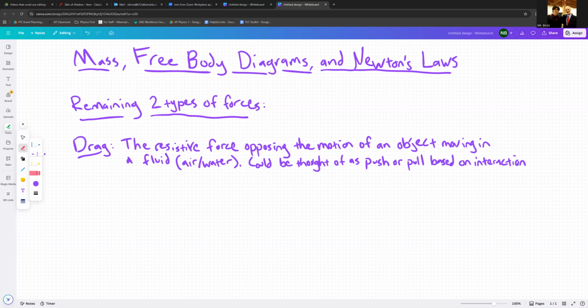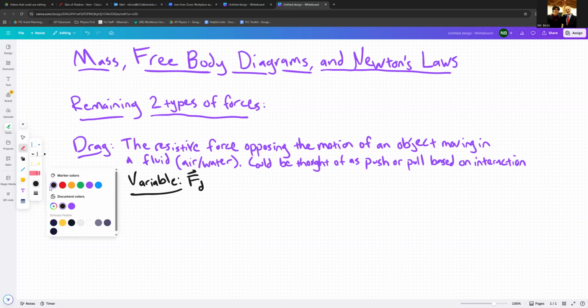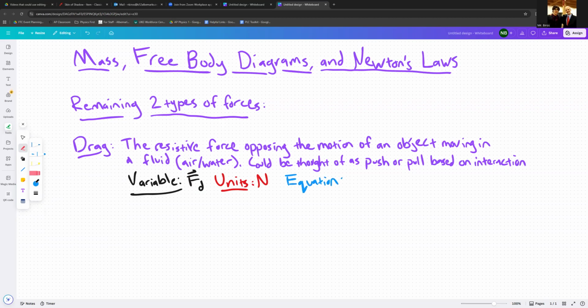All right, our variable for drag force, and I guess I'll do a decent amount of color coding here so we can keep things straight. We have our variable, which unsurprisingly is F with a subscript D. The units are still newtons, nothing different there. And probably not super surprising that we don't have an equation for it. There are equations that exist that we could use for drag force, but we won't mess with this.